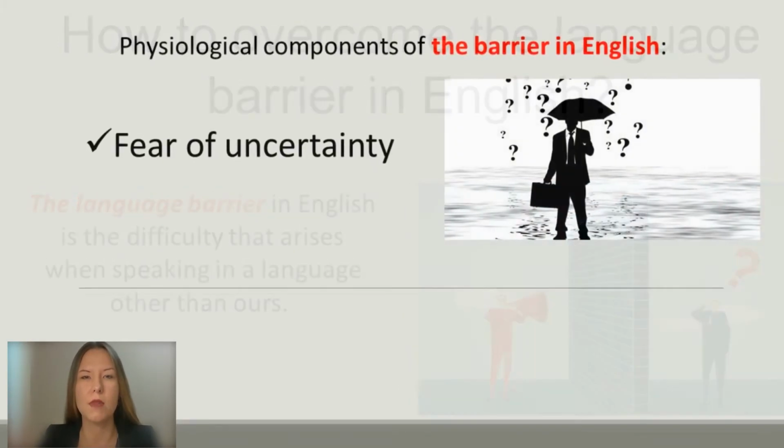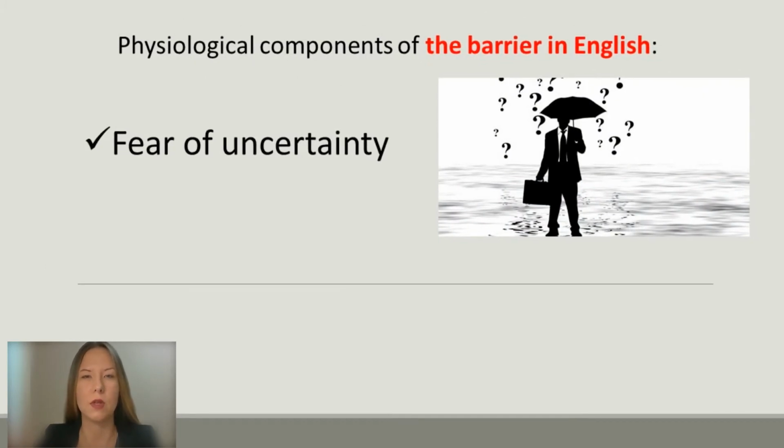Psychological component of the language barrier in English. Fear of uncertainty. It often happens that if you need to say something in English, we fall into a stupor. This may occur because we find ourselves in an atypical situation for ourselves. We need to talk to a stranger in a foreign language. In addition, we do not know what the conversation will turn into, on what topic the interlocutor will speak, what phrase he will say further, and so on.